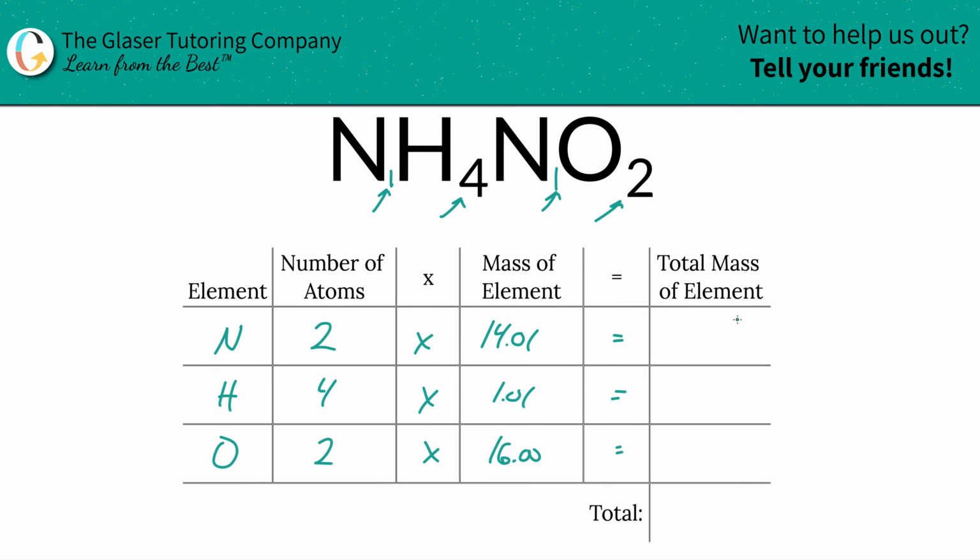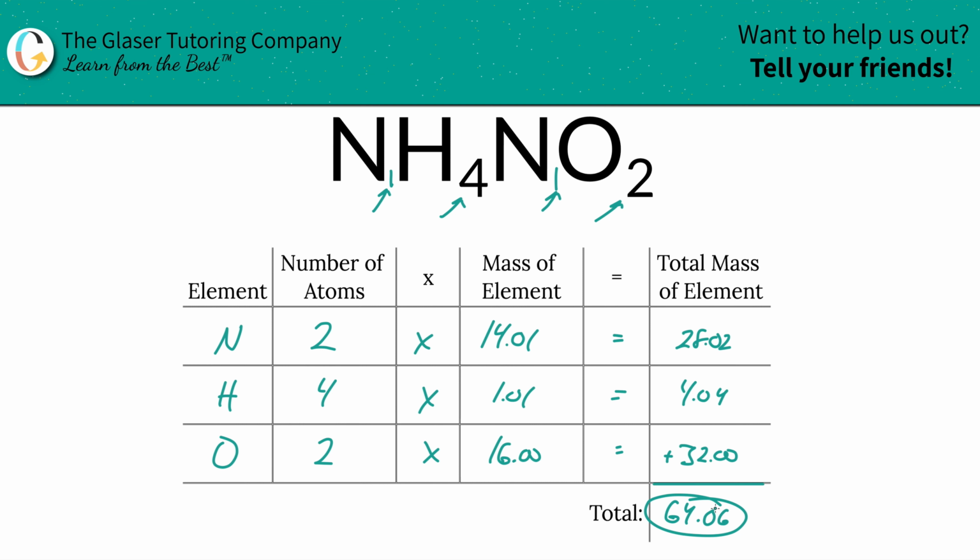Then to find the total mass of the element in the compound, just simply multiply this row on across. So that's going to be 28.02 units of mass for nitrogen in total. That's going to be 4.04 units of mass for hydrogen, and that's going to be 32 for oxygen. Then to find the total, add it all up. Add up all these total masses, and the total mass then will be 64.06. And there it is. That's the first step of the process, finding the total mass of the compound.